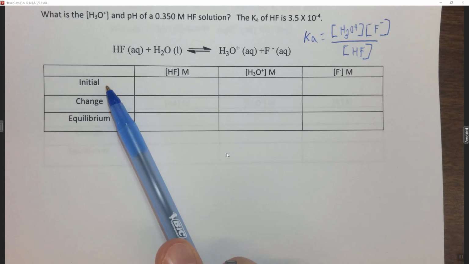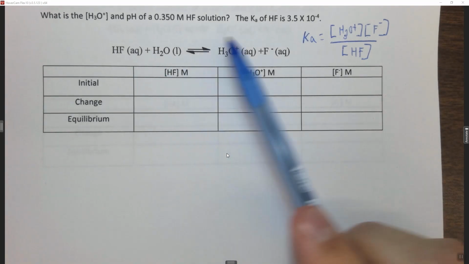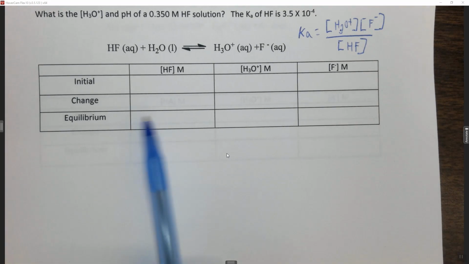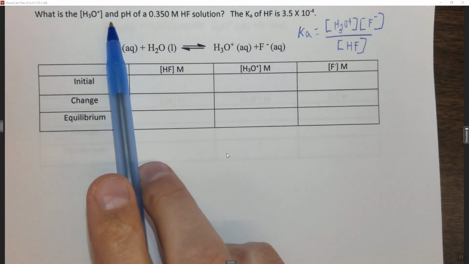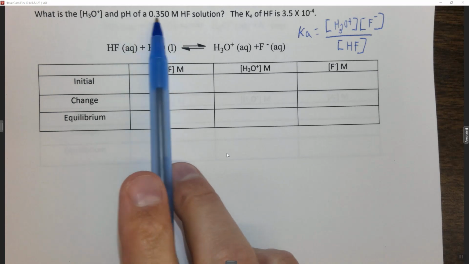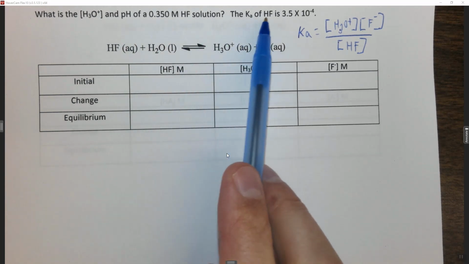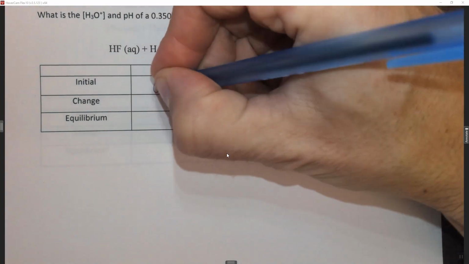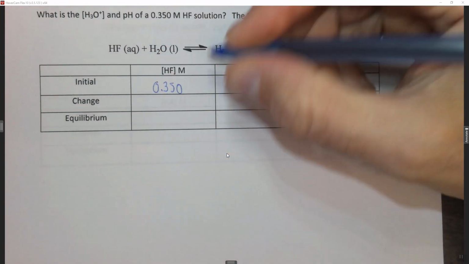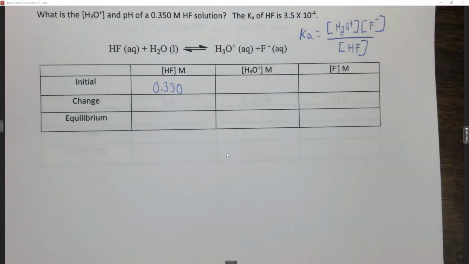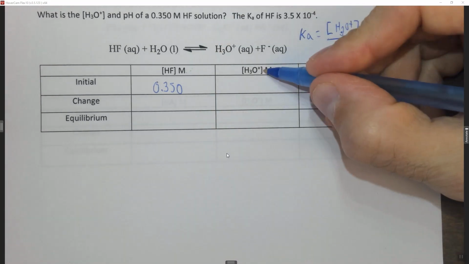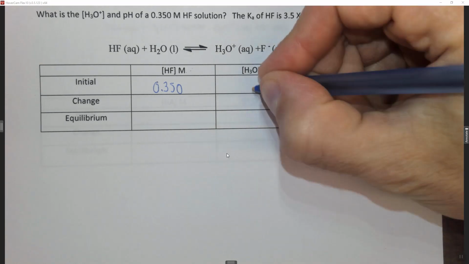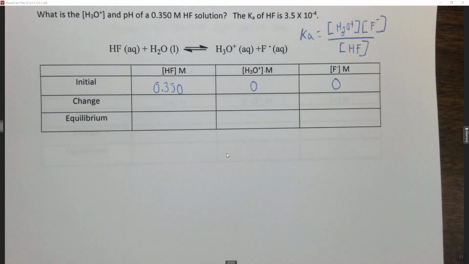So an ice table is initial, change, and equilibrium, and you'll notice that the ice table has all of the aqueous stuff in it, not the water, because its concentration within reason is constant. So it says, what is the concentration of H3O+ and pH of a 0.35 molar HF solution? Initially, the concentration of HF is told to us at 0.350 molar. I'm not going to rewrite the molar because the molar is here. The initial concentration of H3O+ and F minus is 0. So this is 0 and this is 0.